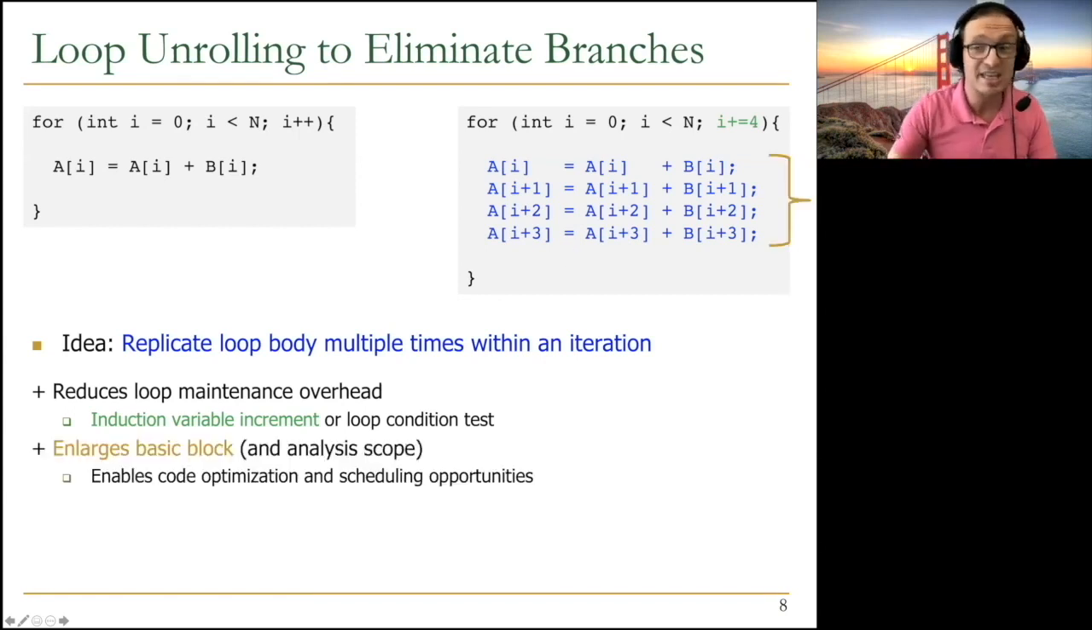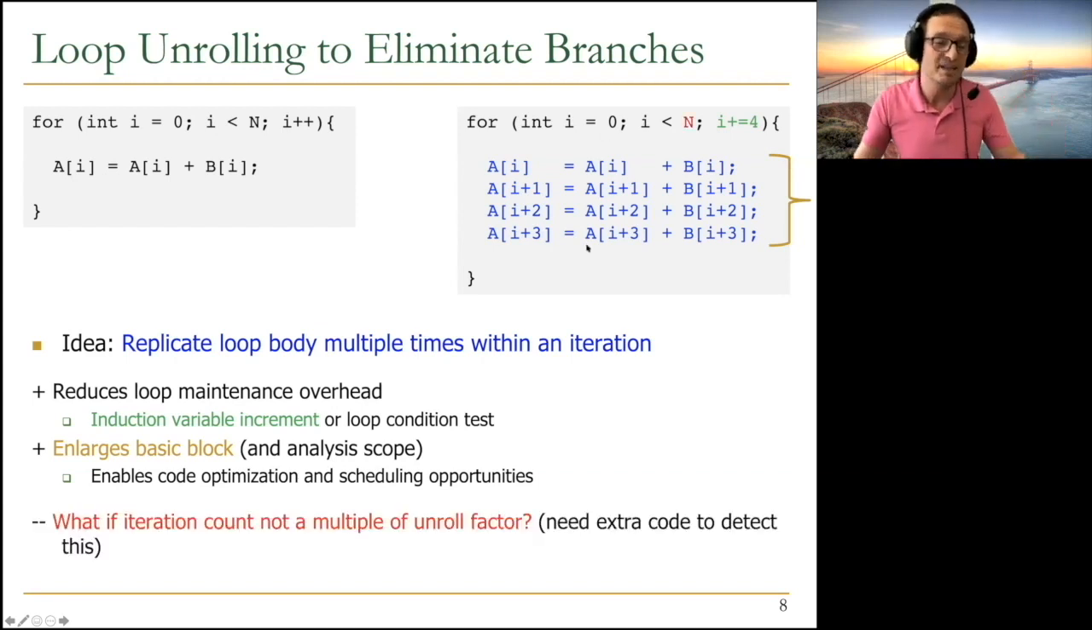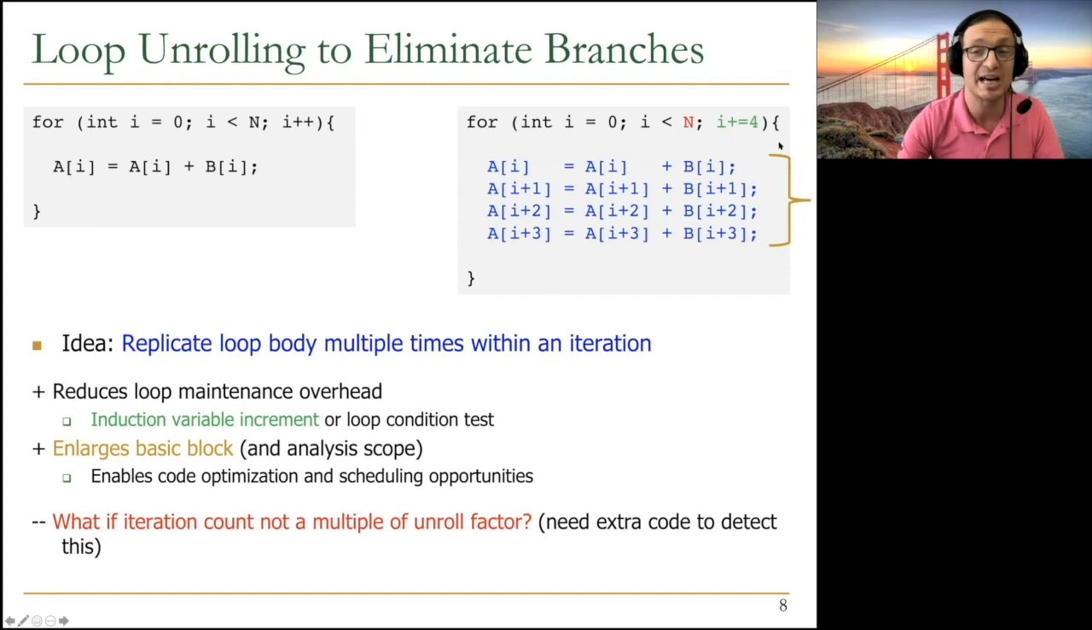You enlarge the basic block. Now you have a bigger basic block over here as opposed to a single set of instructions. This enables code optimization and scheduling opportunities. And the problem happens usually when iteration count is not a multiple of unroll factor. So in this case, unroll factor is 4.